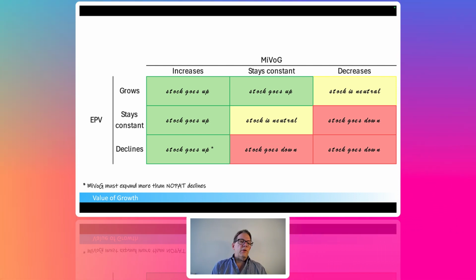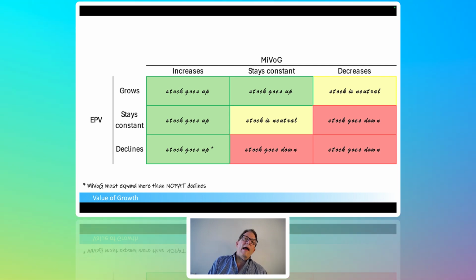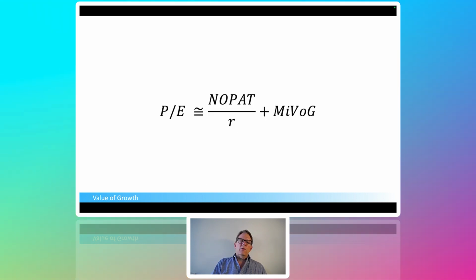On the other hand, if your EPV declines and your market implied value growth decreases, then the stock will go down. So market implied value growth is a direct proxy to that excess PE, the PE above your cost of capital, which is pretty cool. So there it is. The first equation is your earnings power value plus your market implied value growth. So PE is effectively a function of those two.